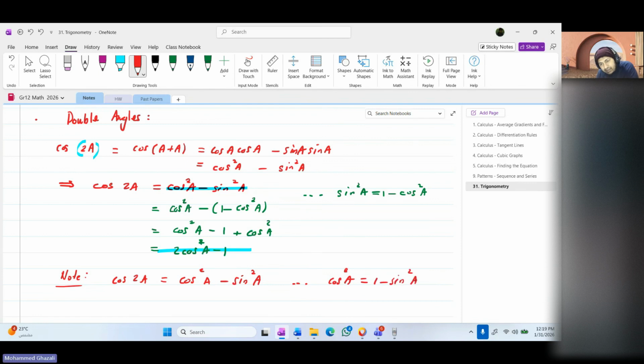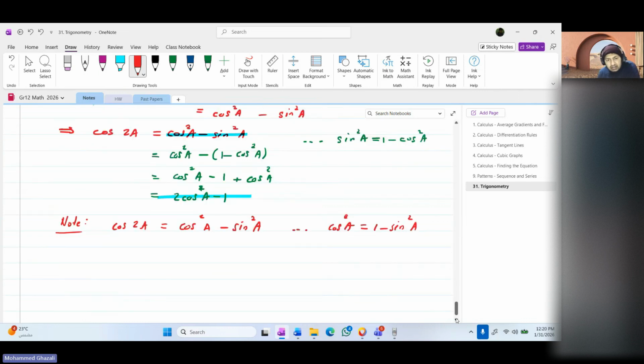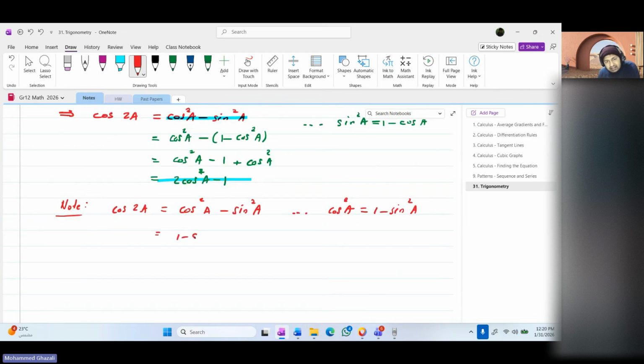Where am I getting this from? Cos squared plus sine squared is 1, right? So this is 1 minus sine squared A minus sine squared A. So we got 1 minus 2 sine squared A. So there's my third identity for double angle. So there are three different double angle identities for cos 2A. Cos 2A is equal to any one of these three.